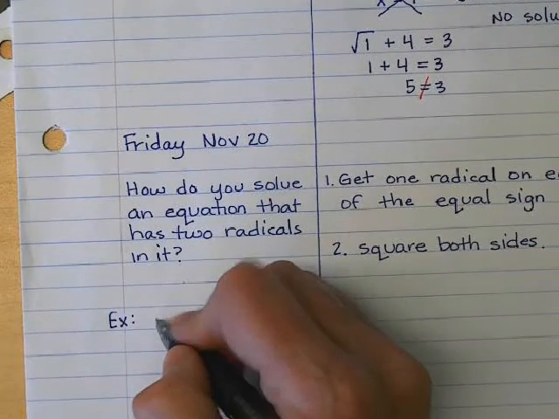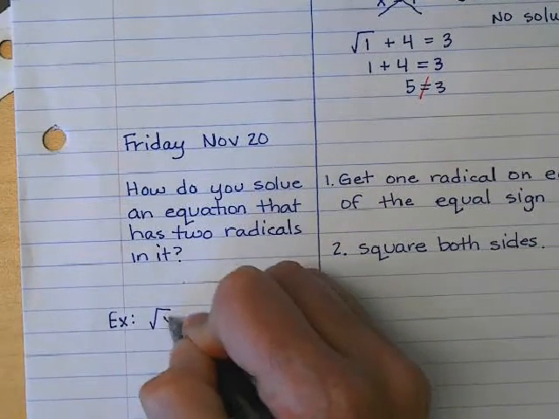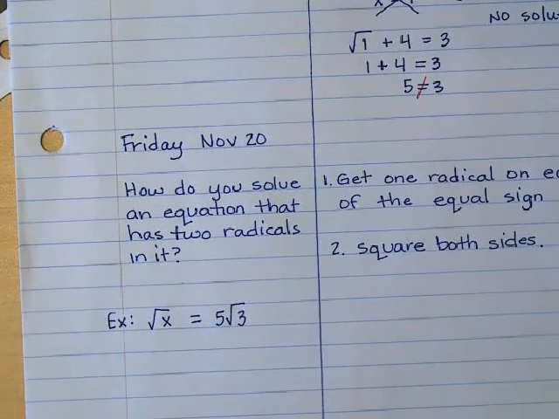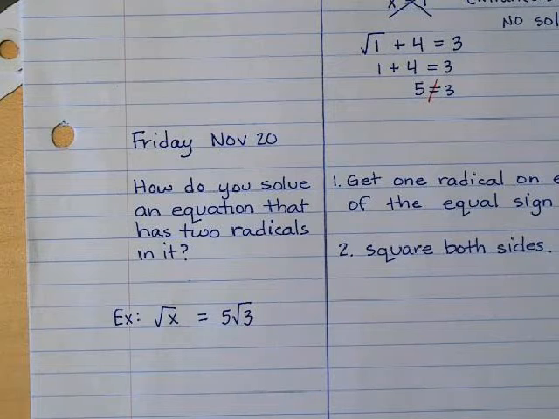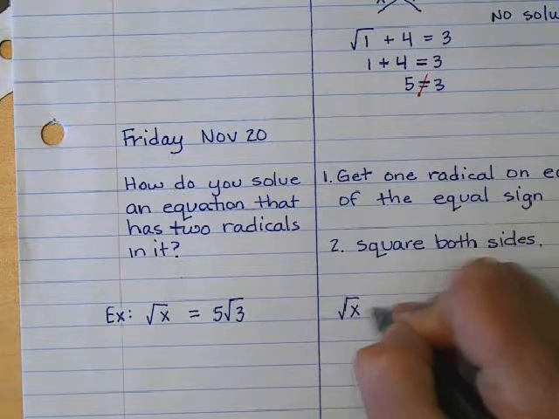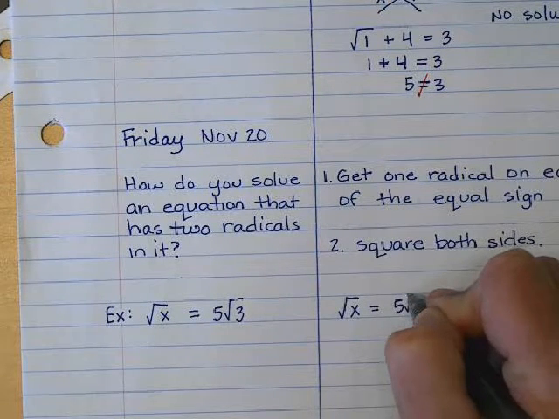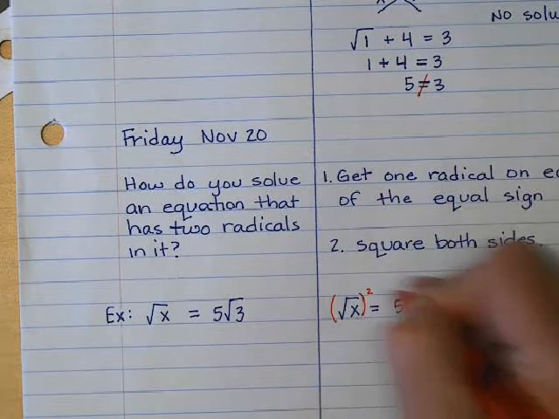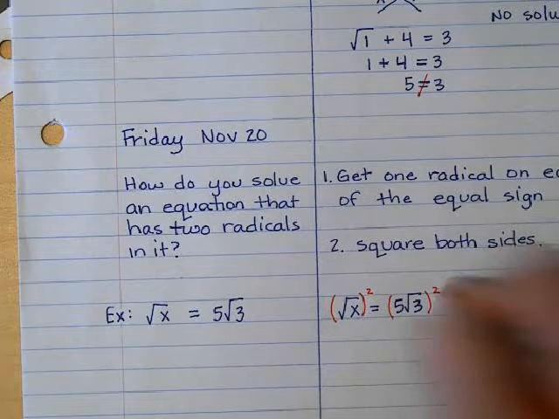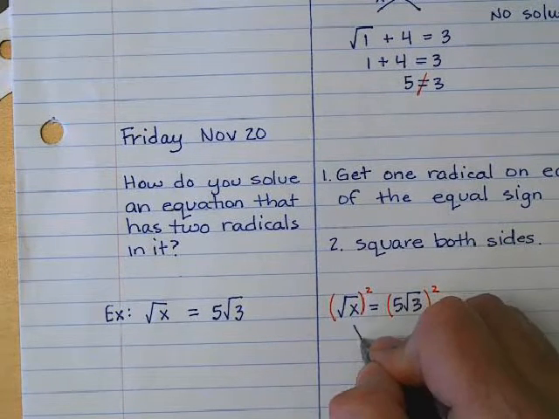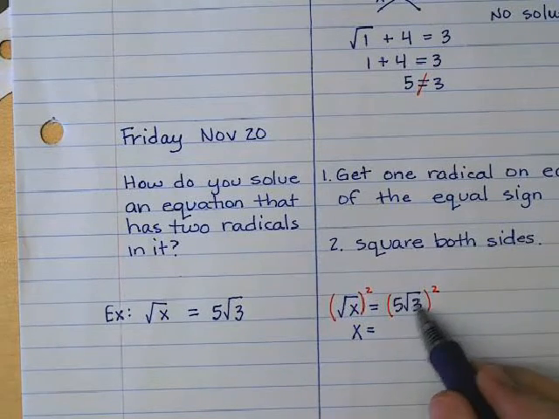Let's say we have the square root of x equals 5 radical 3. Nice and convenient here that we have a radical on each side of the equation. The thing you have to be careful about when you square both sides is that we're going to square this and we're going to square this. I know that the square root of x squared is x, but I have to square both pieces.